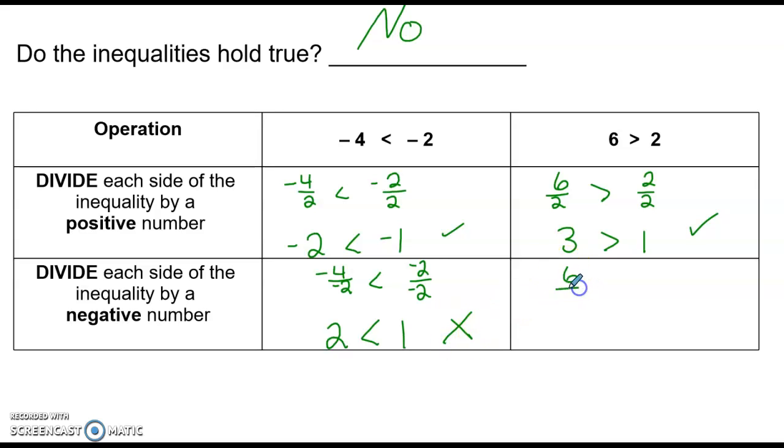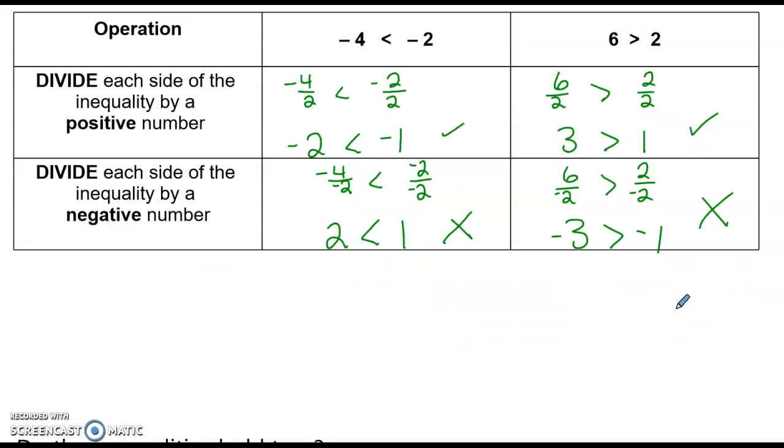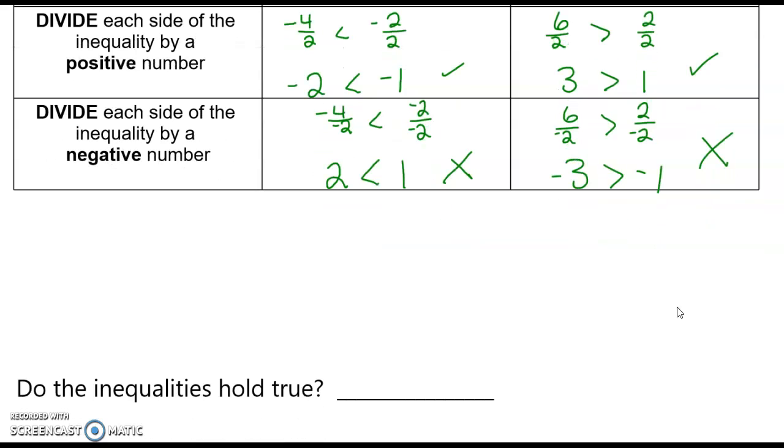What about 6 divided by -2 and 2 divided by -2? 6 divided by -2 is -3. And 2 divided by -2 is -1. That is also not correct. -3 is not greater than -1. -3 is less than -1. So do the inequalities hold true? No, not when we divide by a negative.